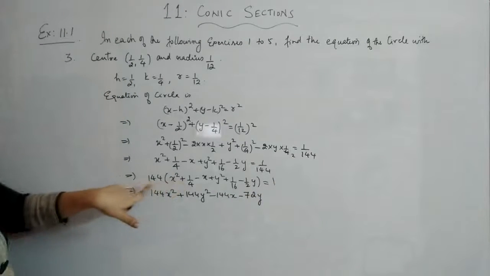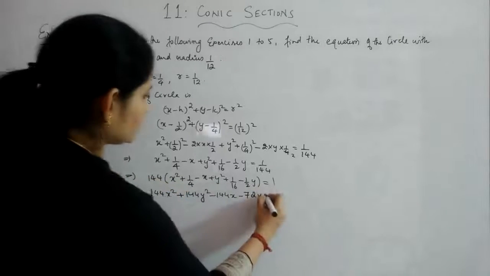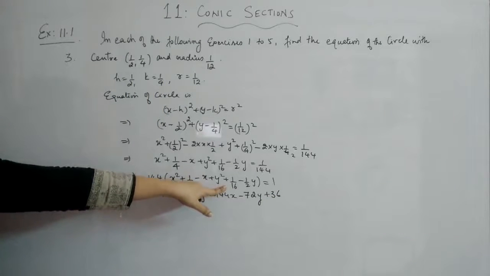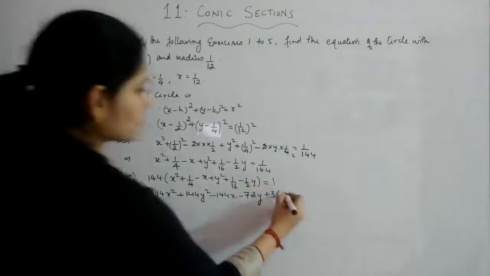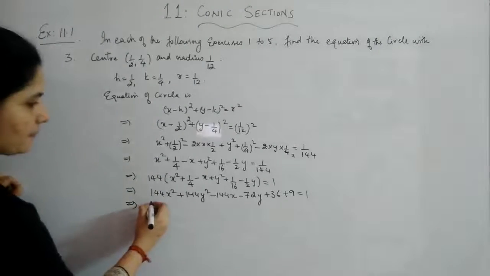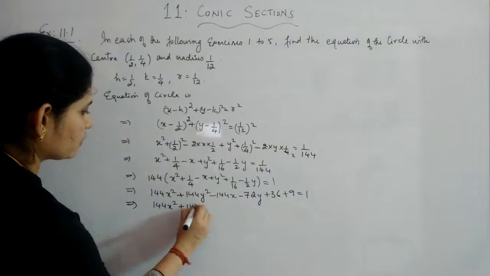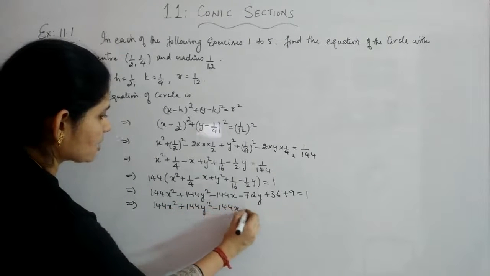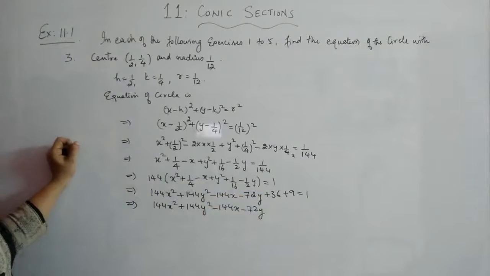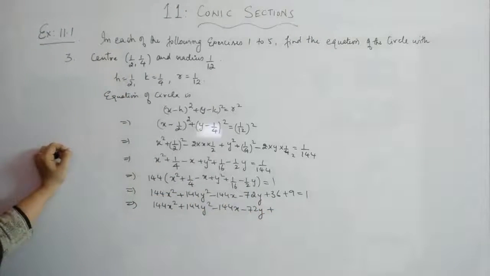Now you have the constant, that is 144 into 1 by 4 will give you 36, so it is plus 36, and 144 into 1 by 16, divided by 16 will give you 9, plus 9 equal to 1. So here again we will take it like this: 144x square plus 144y square minus 144x minus 72y. And here again you have 36 plus 9, so 36 plus 9 will give you 45 on the left, equal to 1.